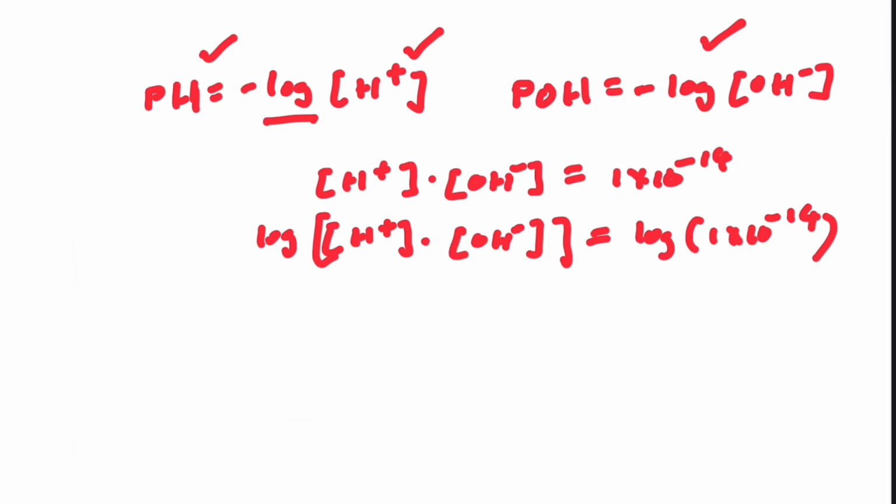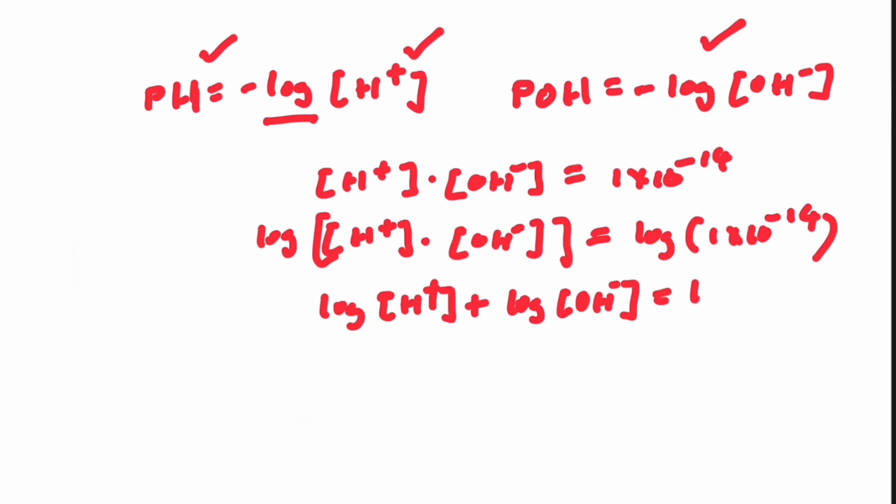So what are we saying? We're saying that we're going to have log of H plus plus log of OH minus. We have applied a log law there. And then log of A to the power B is equal to B log of A.